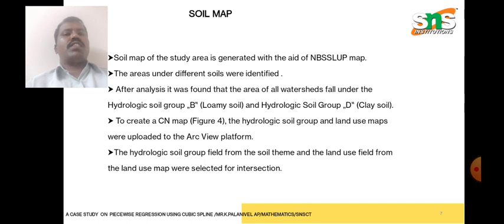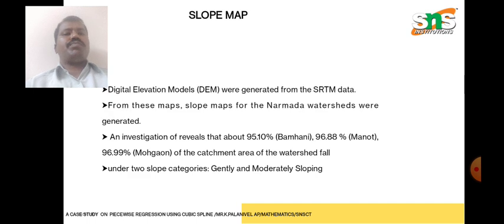Soil map of the study area is generated with the aid of the NBSS LUP map. The areas under different soils were identified. After analysis, it was found that the area of all watersheds falls under hydrologic soil group B and hydrologic soil group D, clay soil and loamy soil, used to create the CN map and hydrologic soil groups in the maps.